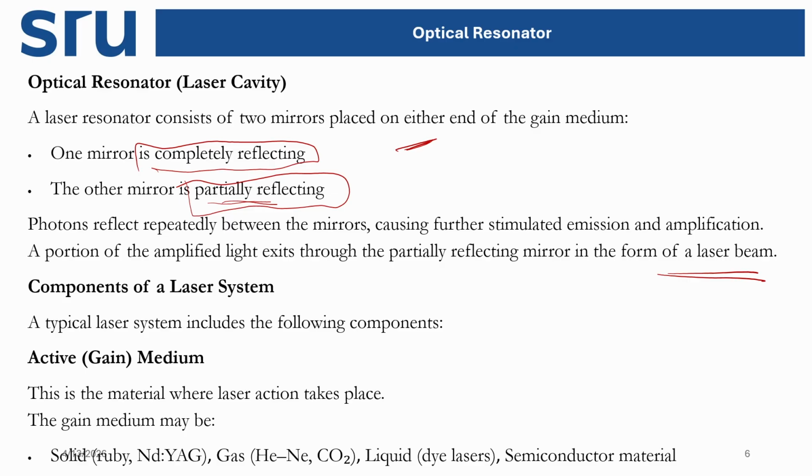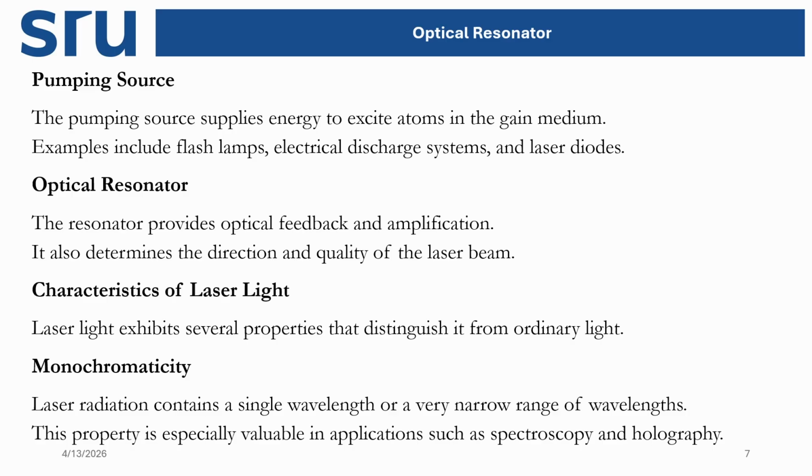So what are the components of the laser system? There are different components in the laser system. First is the gain medium. The gain medium can be, let's say, solid like ruby, or gas, or liquid. This is the medium where the laser effect or stimulated emission takes place.